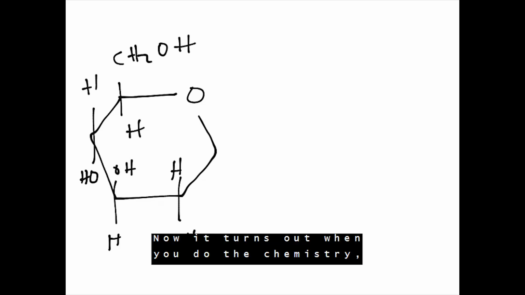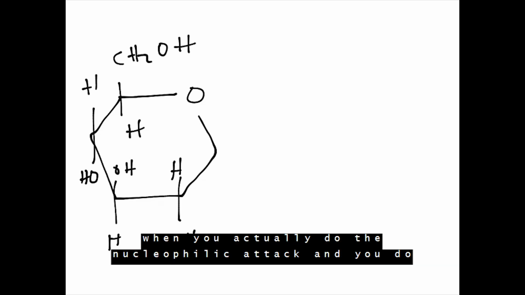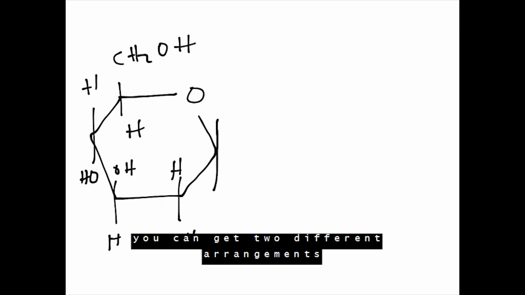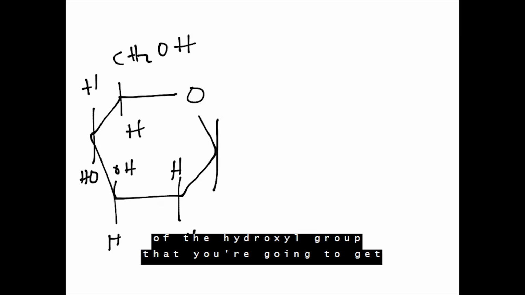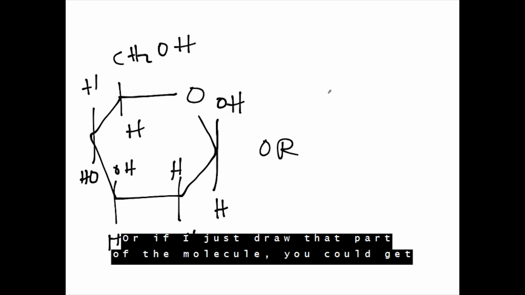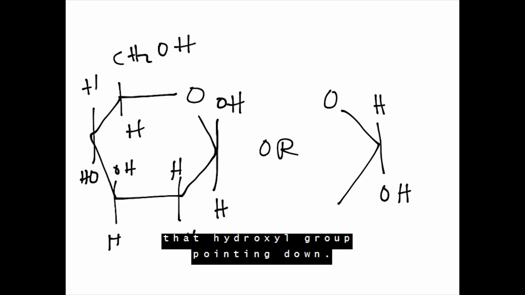Now, it turns out when you do the chemistry, when you actually do the nucleophilic attack and you do that final proton extraction, you can get two different arrangements of the hydroxyl group that you're going to get when you abstract that proton. So you could get the hydroxyl group pointing up, or if I just draw that part of the molecule, you could get that hydroxyl group pointing down.